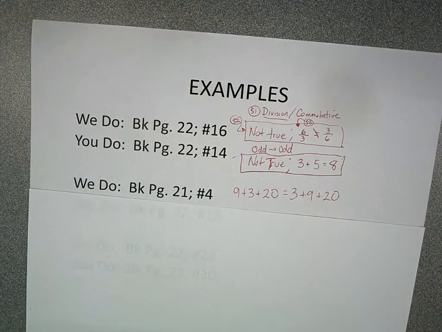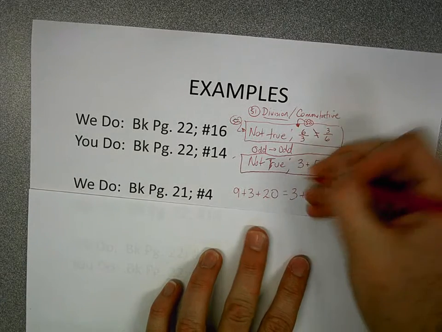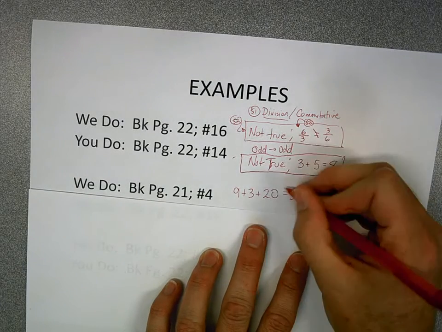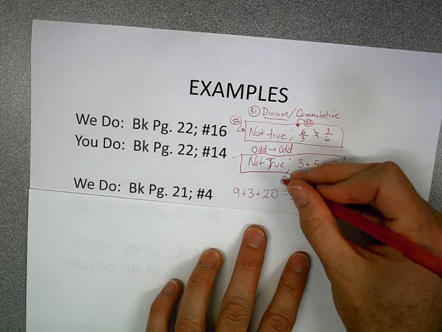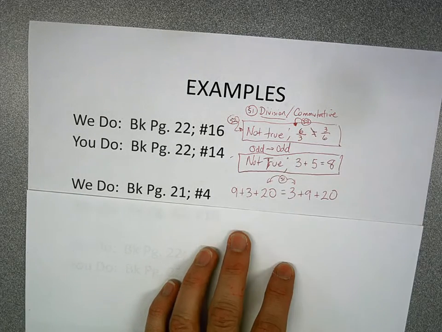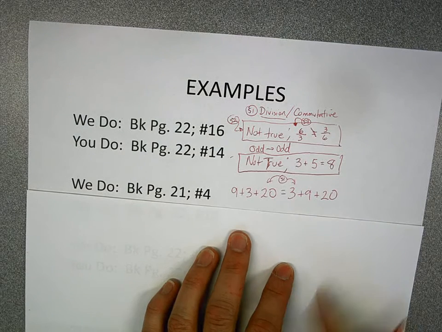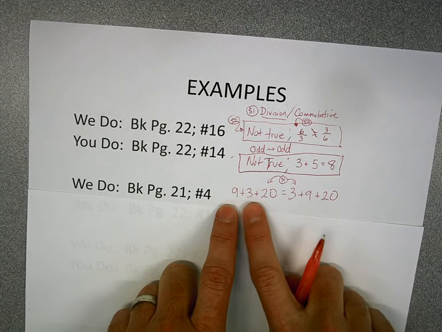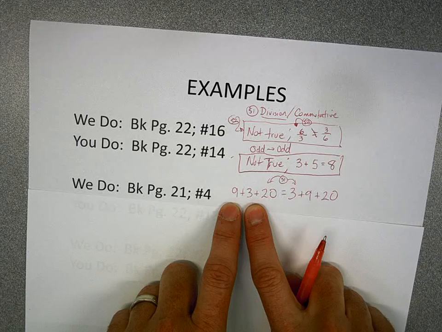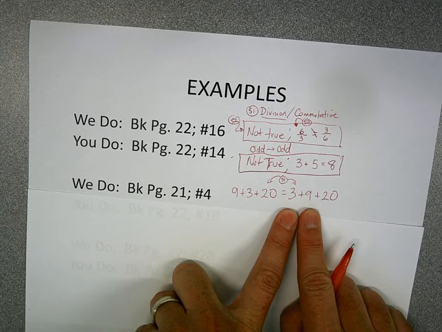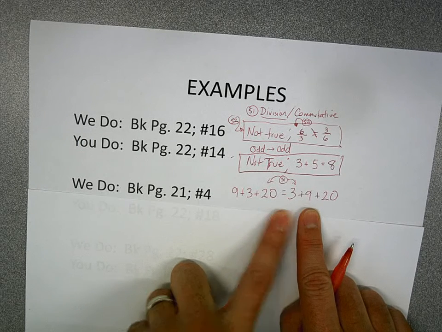Now when I'm looking at this, rereading it, it says name the property shown by each statement. It's not saying is there a property, right? So it's saying that this is a true statement. We just got to back it up with what the property is. So here's what I always tell my students, and there's a number of different ways, but on this particular one, I'm going to look at both sides and ask myself, what's different in the two? Well, the difference is that 9 plus 3 is 3 plus 9 over here.